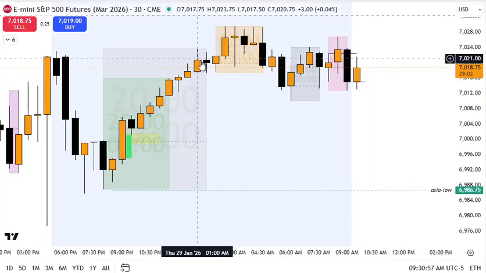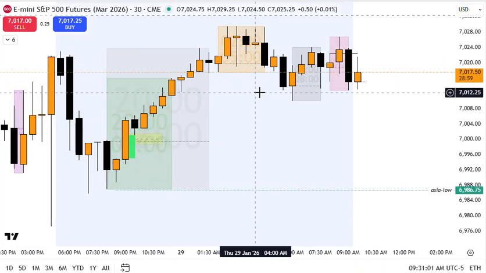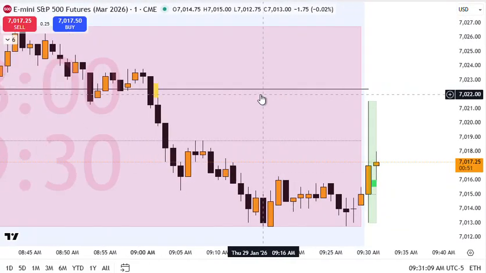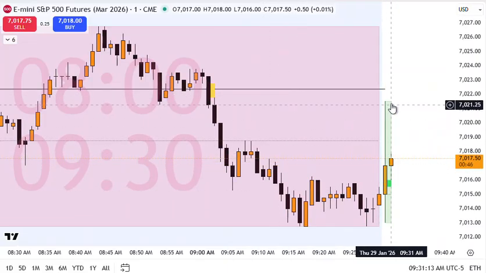The market is just open, and we are currently looking at ES. So let's go to the 1 minute and let's see what that looks like. All right, not the best of opens.